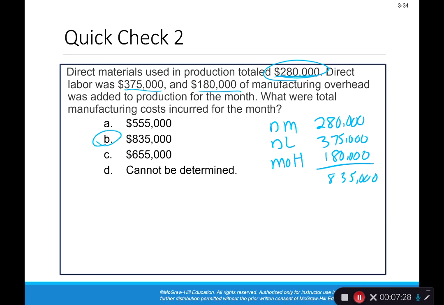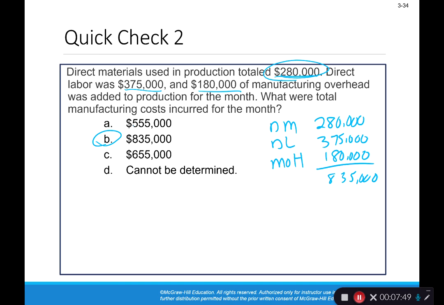Boom, B it is. Cannot be determined, just an FYI for you. That's the crappiest answer ever. Don't pick it. You may not be able to determine it, but it surely isn't the answer because I know how to get to the right answer. We're not going to give you a problem where you can't figure it out. That's an awful thing to do to somebody. That doesn't mean your other professors won't, but we don't.